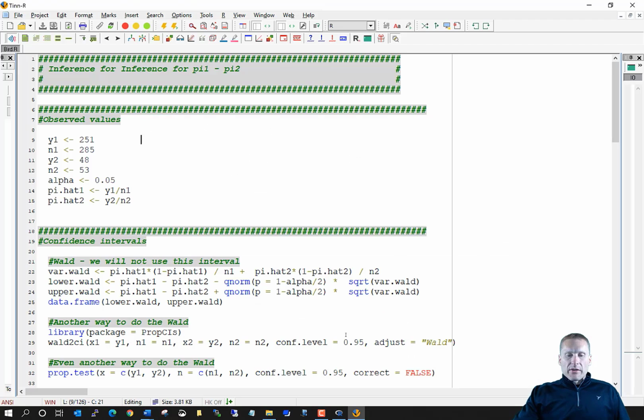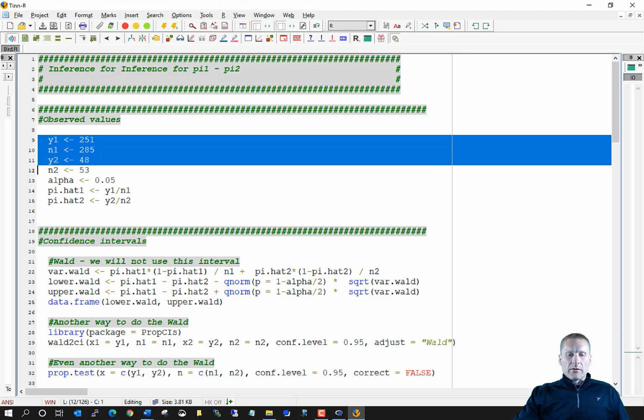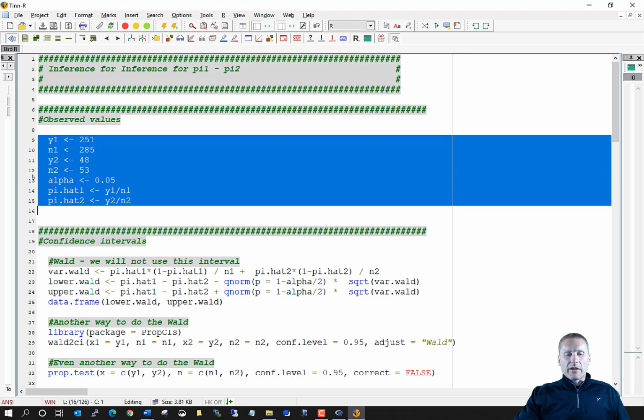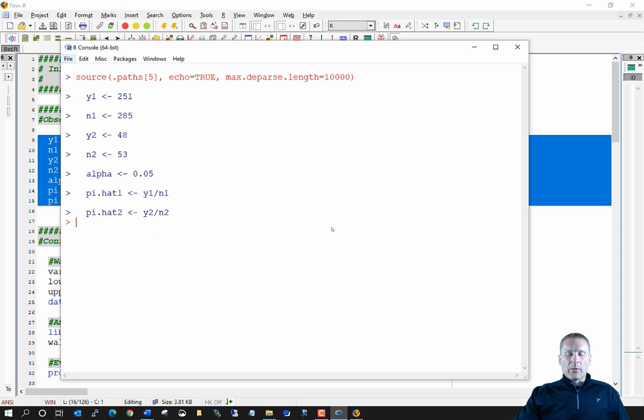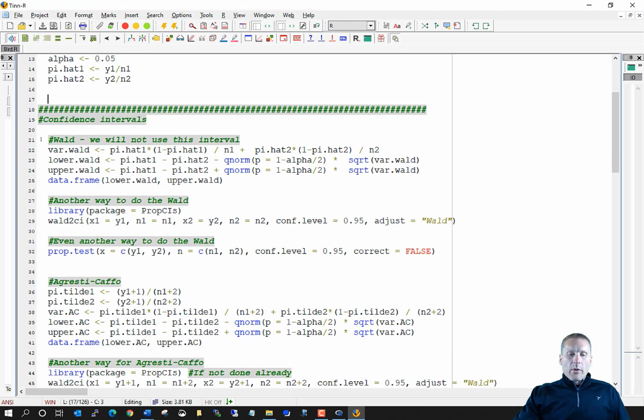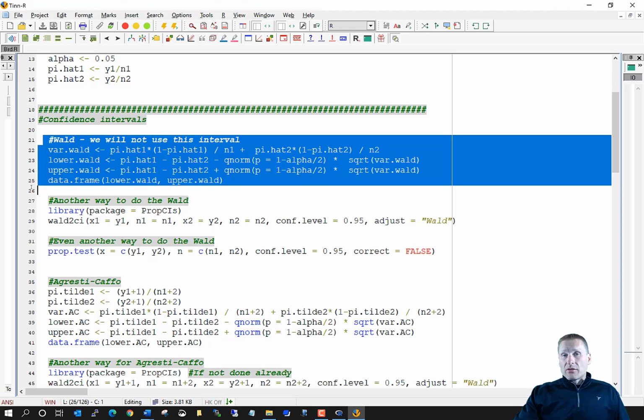Well, let's take a look at how we can do this in R. I'm simply going to enter in y1, n1, y2, n2. I'm going to do a 95% interval, so alpha is 0.05. And we'll calculate pi hat 1 and pi hat 2, although we essentially don't use them for this particular interval. While we won't use the Wald interval, I did include the code to do the calculation if you wanted to see it.